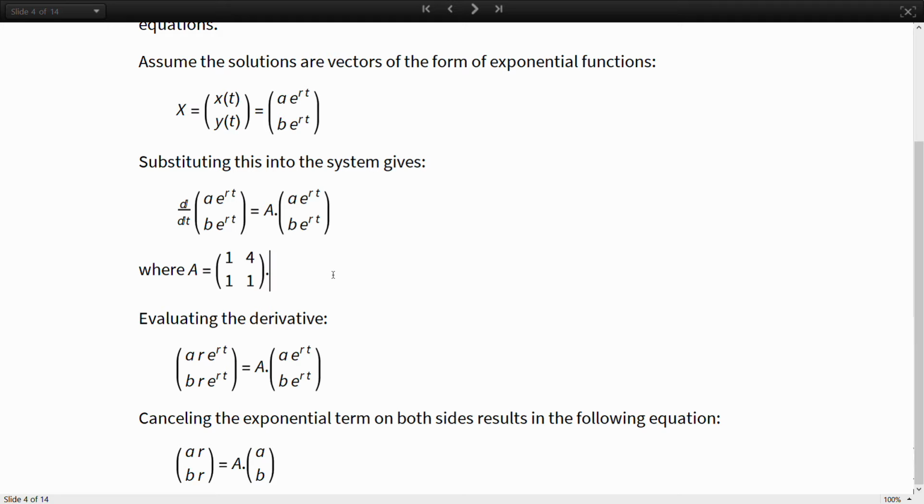We can now evaluate the derivative to get this equation. The exponential term is common in each element of the vectors, so we can cancel that term, giving us the matrix equation here.